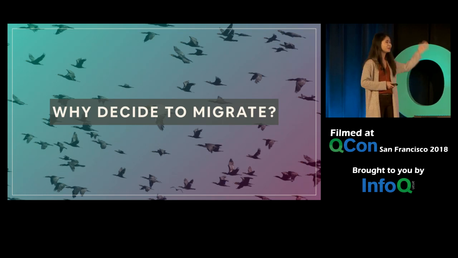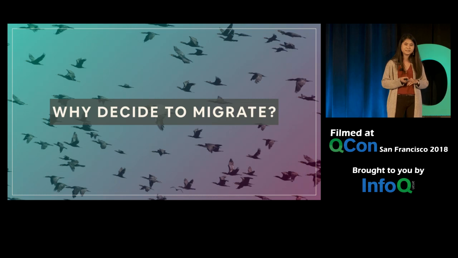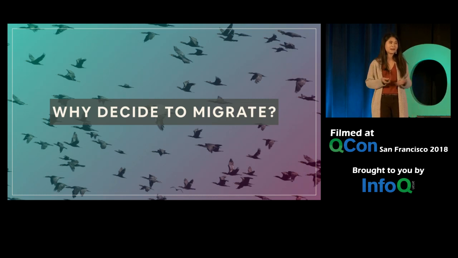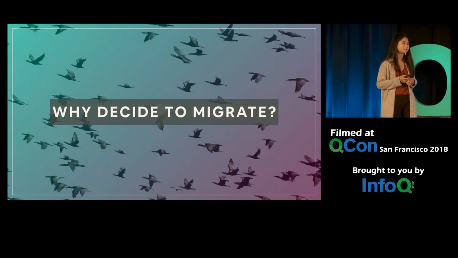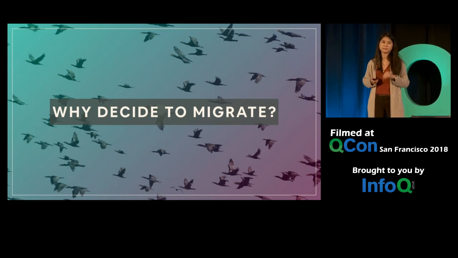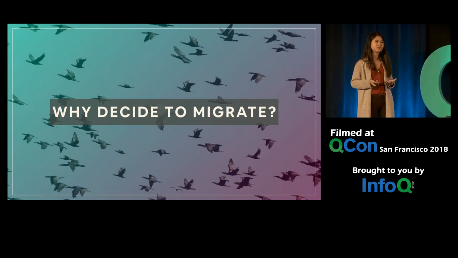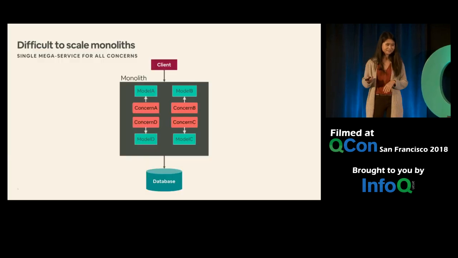This talk will also be describing animals that migrate. Birds migrate, and the Arctic tern has the greatest migration path of 1.5 million miles in its lifetime. That's like going from here to the moon and back 3 times. For us, we were about to begin our million-mile journey from migrating from the monolith to microservices.